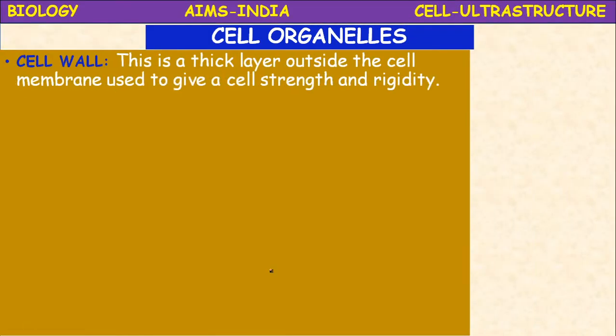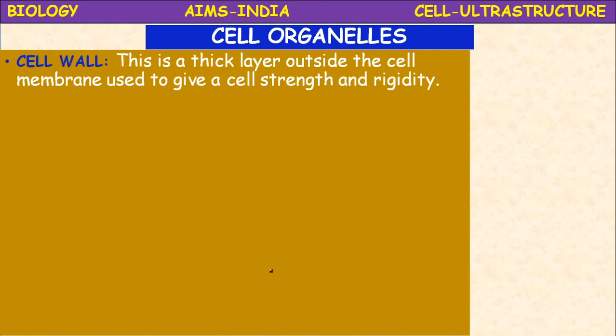Next, the cell wall. The next important cell organelle is the cell wall. The cell wall is the thick layer outside the cell membrane, used to give a cell strength and rigidity. In which organisms is the cell wall present, children? Cell wall is present in plants, bacteria, and fungi.